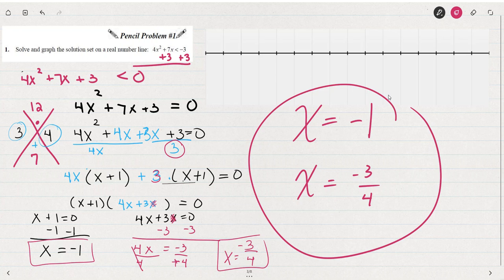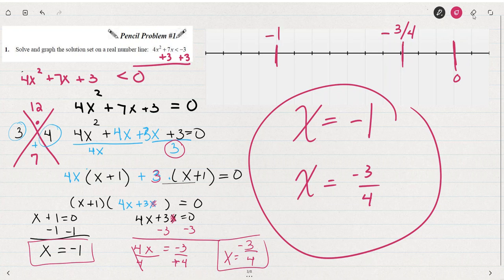What we're going to do with those solutions is put them on a number line. Now be careful with this negative 3 fourths. It's so close to that negative 1. We don't have to have equal increments here, but make sure you put these in the right order. So if I had a 0 over here, this negative 3/4 would come before the negative 1.